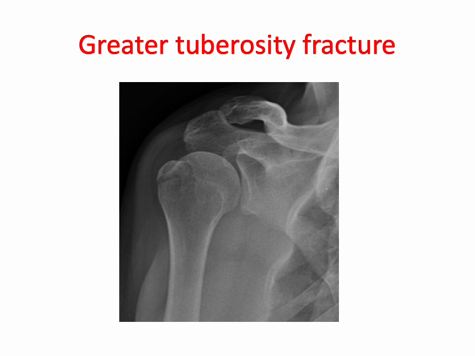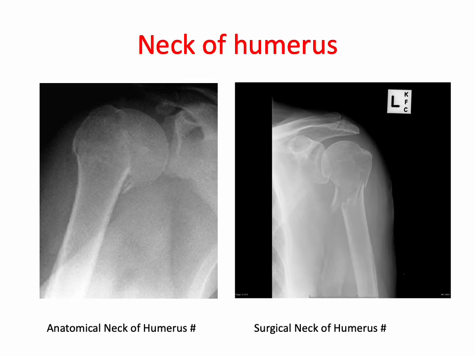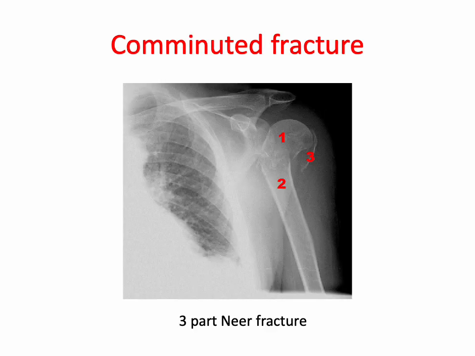Here we've got an isolated non-displaced fracture of the greater tubercle, and then a non-displaced anatomical neck of humerus fracture, or maybe slightly superiorly displaced, and a surgical neck of humerus fracture with comminution and some angulation as well. It's a comminuted 3-part Neer fracture. We've got multiple displaced fracture fragments of the articular surface, the greater tuberosity, and the humeral shaft.